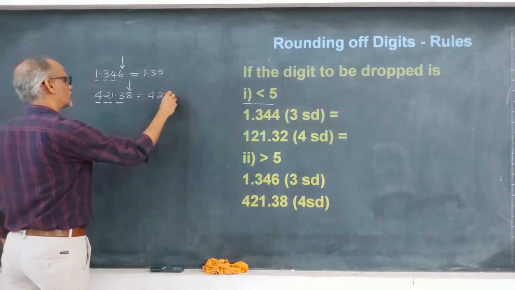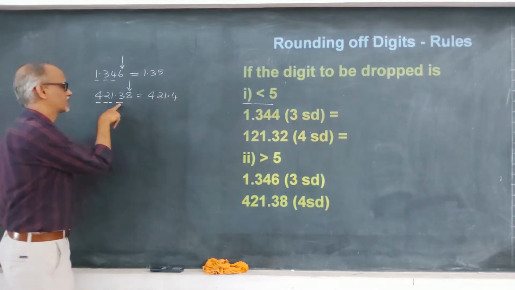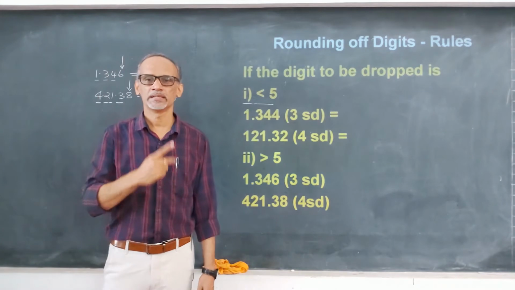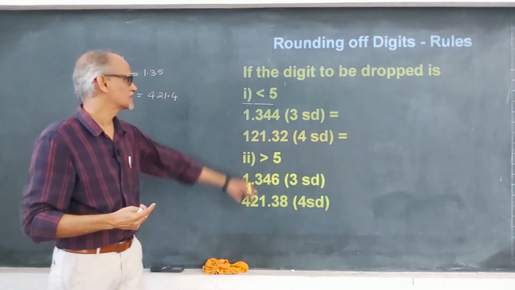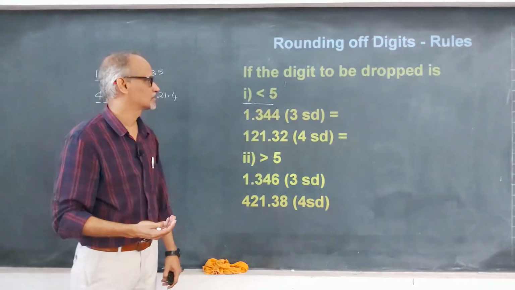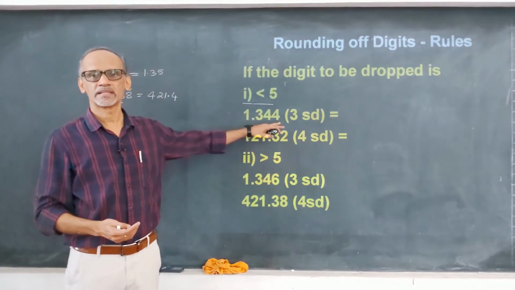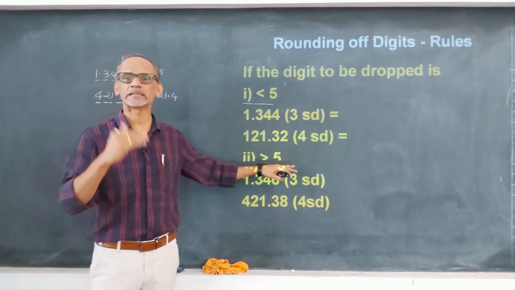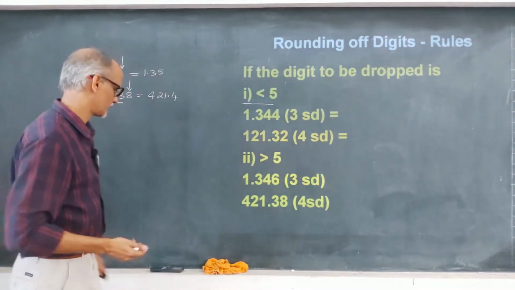So, 421.4 is the answer, I have raised it by 1. So, hope it is clear. These are the two cases: in one case the digit to be dropped is lesser than 5, the other is where the digit to be dropped is more than 5. If it is lesser than 5, retain the previous digit without modifying, and if it is greater than 5, increase it by 1, okay.